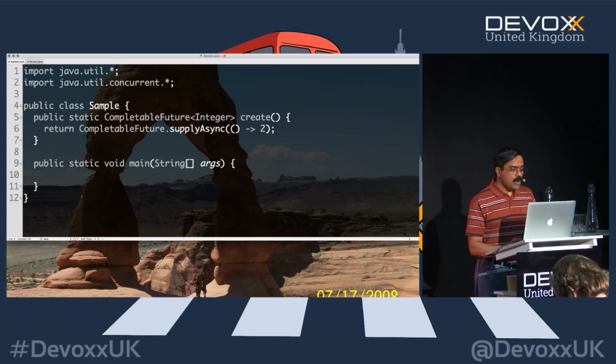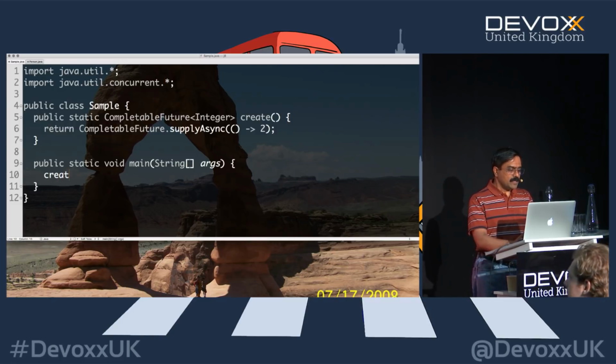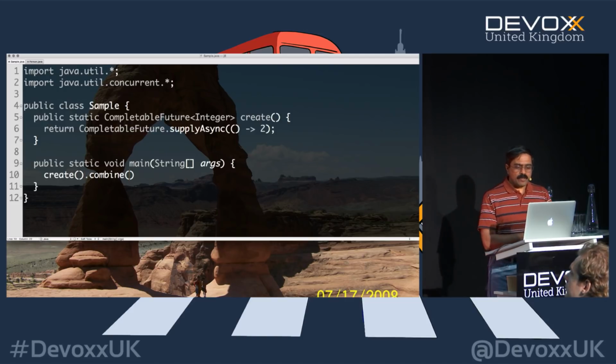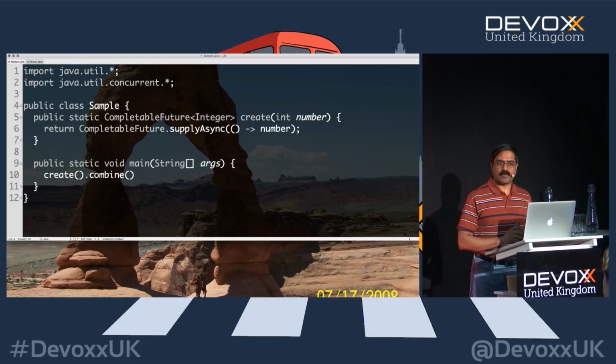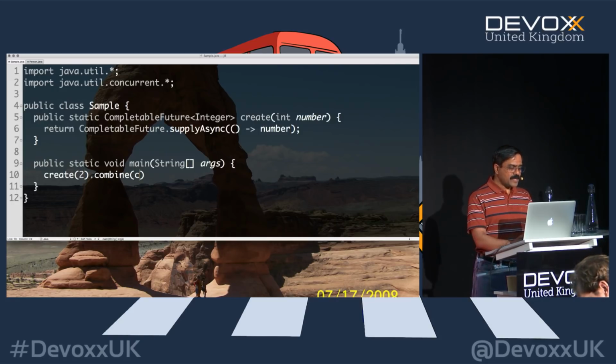Great. Now what I want to do here is I want to say create, but then I say combine. Well, I'm going to take two things and combine them. Let's make this a little bit more interesting. This is a silly example. I pass a number here. It's going to simply return that number. I know that's a little silly example, but it's going to run that asynchronously. So I pass a 2. Then I say create and pass a 3 to it.